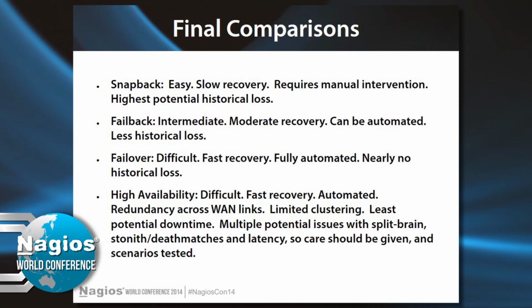Just some final comparisons we'll run over. Snapback: easy, slow, manual intervention, potential for high data loss. Failback: pretty easy to set up still. The recovery's a bit faster. It can be automated, less historical loss.